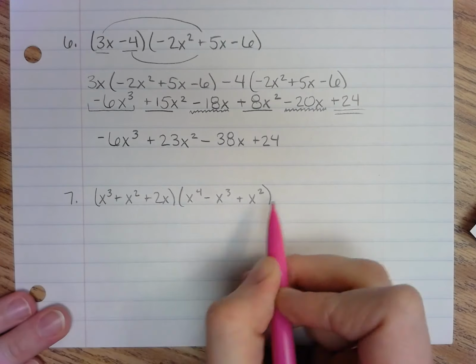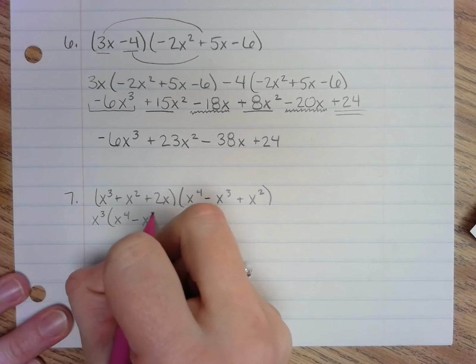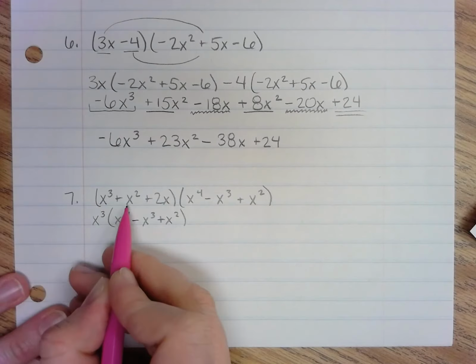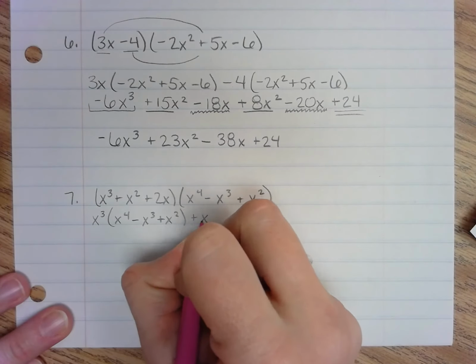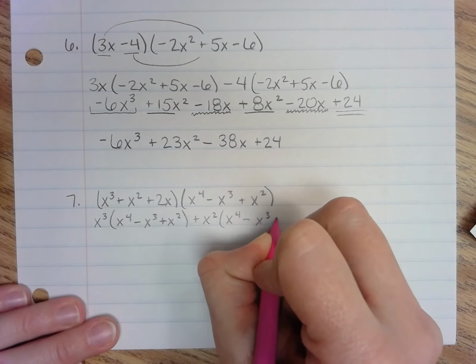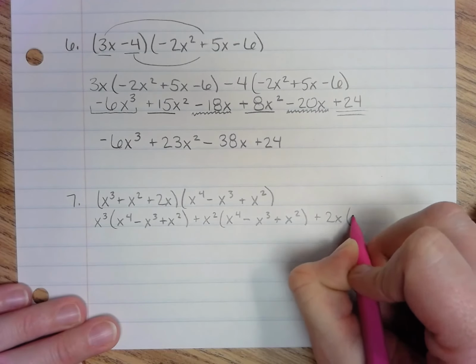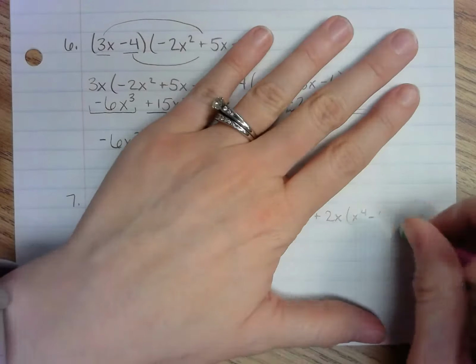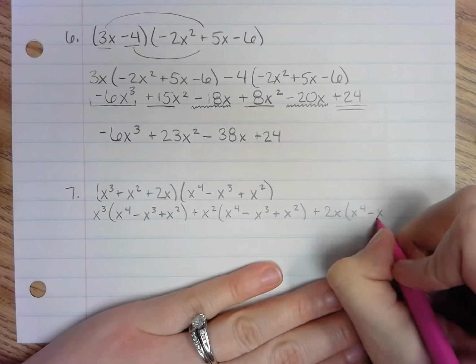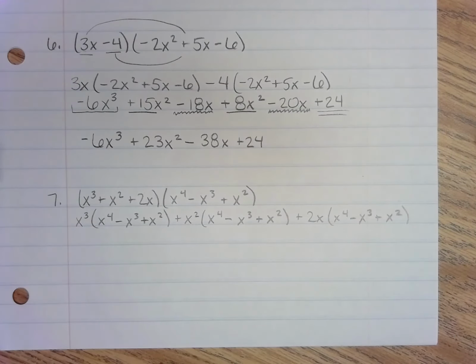Again, the first term times the whole second parentheses. So x cubed times, rewrite that parentheses. Do that again for each term in that first parentheses. So we're going to say x squared times that second parentheses, and the 2x times the second parentheses. So you can see already how much room this problem is going to take up, so that's why it's important to keep organized with your work.